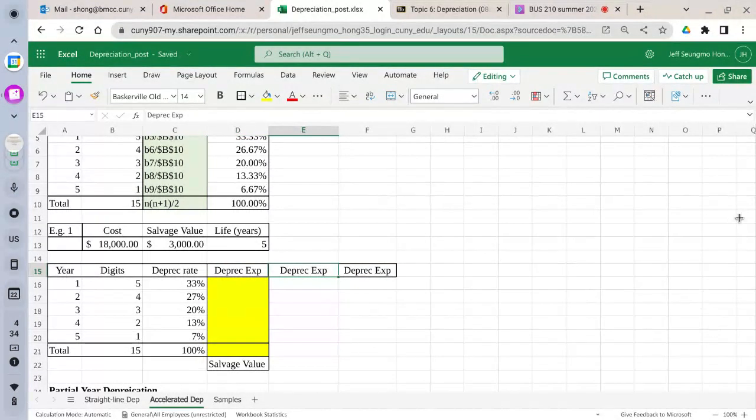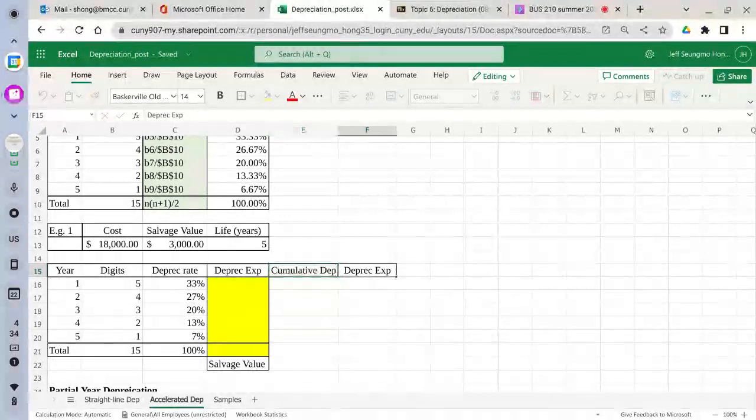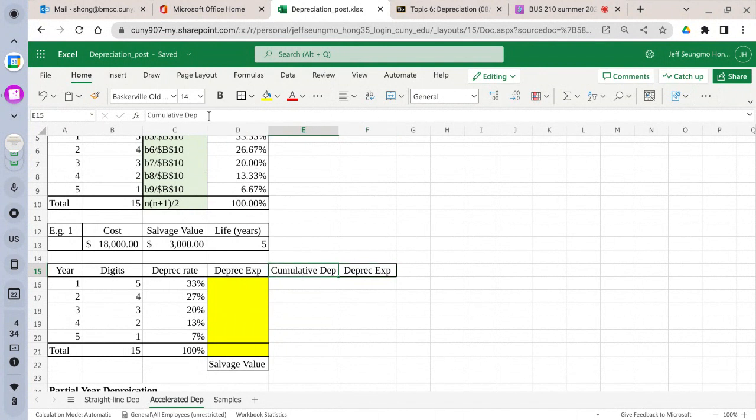First, accumulated depreciation, right? As I always say, labels shouldn't be verbose. They shouldn't be wordy. Just terse. And even this, I would make it just depreciation expense.